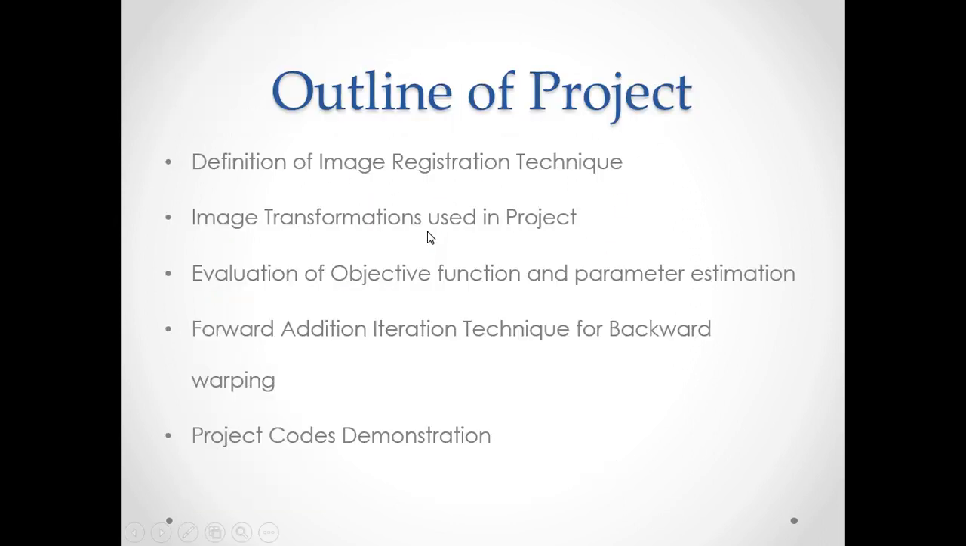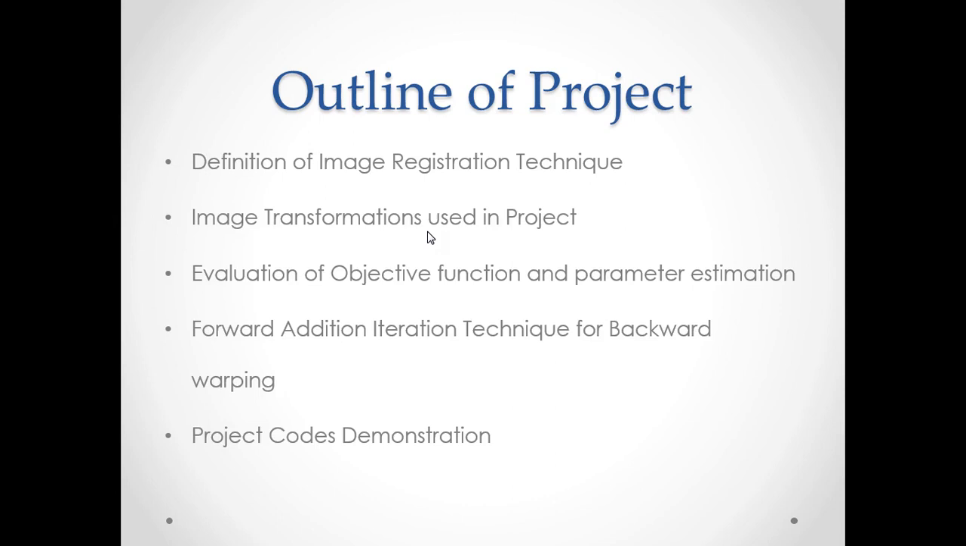Now we'll go through the outline of the project. We'll first go through the definition of image registration technique. We will understand what image registration is. Secondly, we have certain geometric transformations which transform one image to another sort of image. The same image is transformed to another type of image, and we will try to implement the image registration technique to get back the original image from the transformed image.